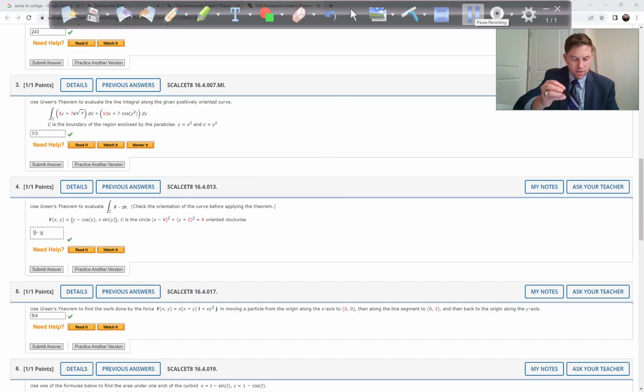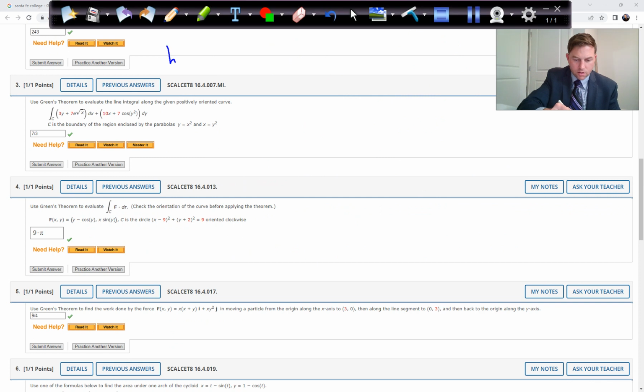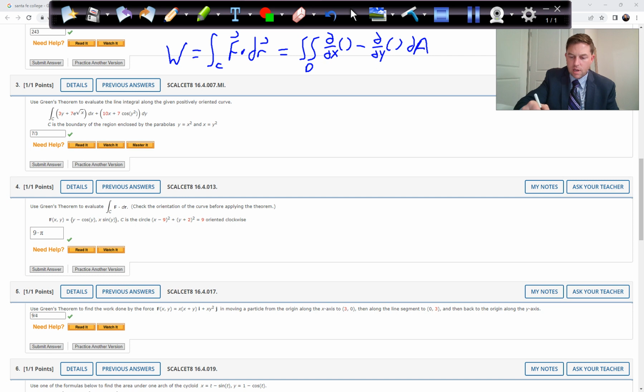Okay, problem 5 is going to have us calculate work. So work is going to be the line integral of F dot dr, but we are going to transform that through Green's theorem into the double integral of those partials with respect to that area. So what do we got here? We've got some vector field, and we're moving a particle from the origin along the x-axis to (3, 0), then along line segment to (0, 3), and then back to the origin along the y-axis.